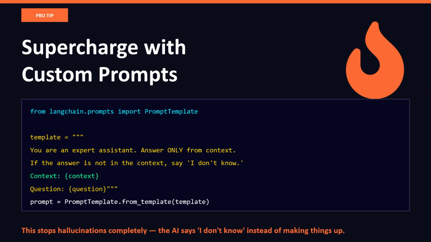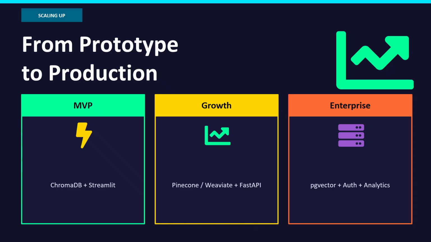That one instruction, if it's not there, say I don't know, completely eliminates hallucination. Your AI won't make things up. It will be honest when it doesn't have the information. That's the difference between a demo and a trustworthy product. Always use a custom prompt in production. Always.